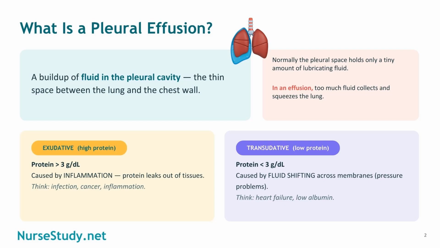Now here's your first big fork in the road. Effusions come in two flavors. Exudative, which is high in protein, above 3 grams per deciliter, and transudative, which is low in protein. Don't worry, I'm going to make those two words really easy to remember on the next slide.